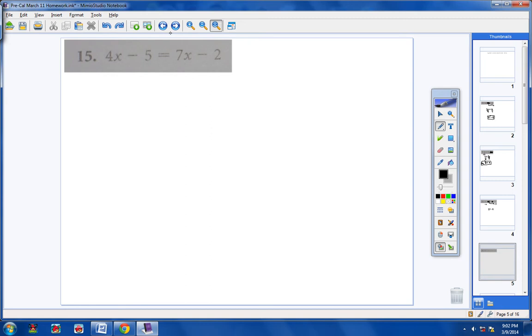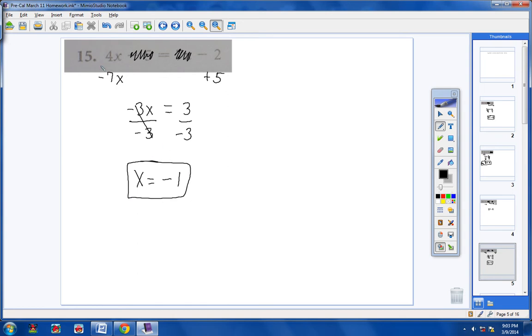Let's take a look at number 15. Same dilemma here. I'm going to take my positive 7x, cross it off, and bring it over here and make it a negative 7x. I'm going to take my negative 5, cross it off, bring it over here and make it a positive 5. So now what I'm left with is 4 minus 7 would be negative 3x, and negative 2 plus 5 would be 3. And now we're going to divide both sides by negative 3 to get rid of this negative 3, so that x will be all by itself. So these negative 3's cancel, and 3 divided by negative 3 is negative 1. So the answer to number 15 would be negative 1.